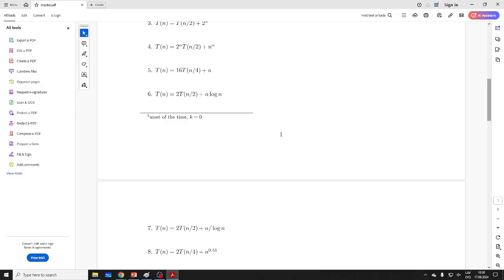So number 8. We have this case here. For each instance we do n to the 0.51 work. That's almost n to the square root. How much is a? By now we know a is 2, b is 4. So n to the log base 4 of 2 is how much? 0.5, exactly.